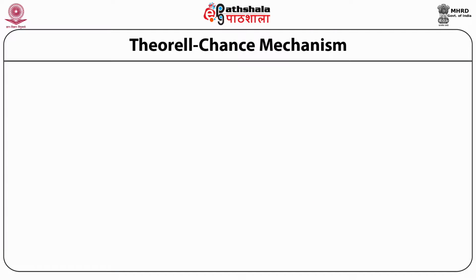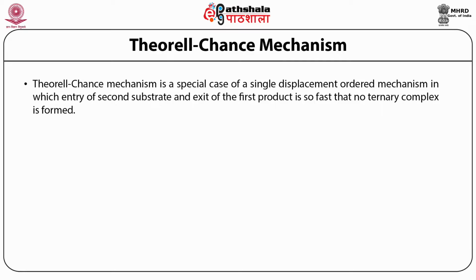After the discussion of single displacement, where both substrates enter together and both products are released together, and double displacement, where one substrate enters, one product is released, the second substrate enters, and the second product is released, there is a third class of ordered bi-substrate reaction, known as the Theorell-Chance Displacement Mechanism. It is a specific case of single displacement where the entry of the second substrate and exit of the first product is so fast that no ternary complex forms.